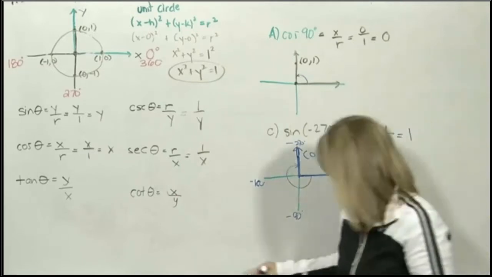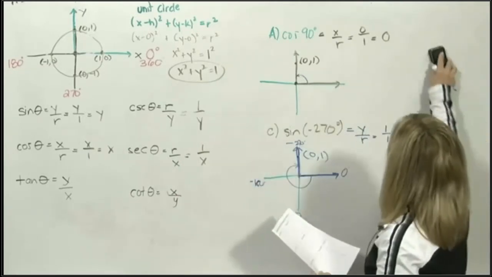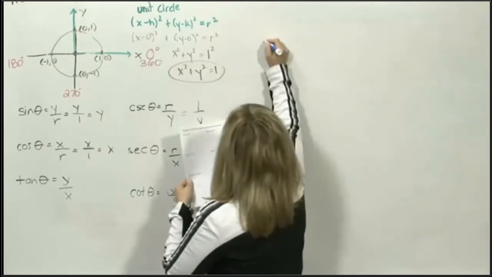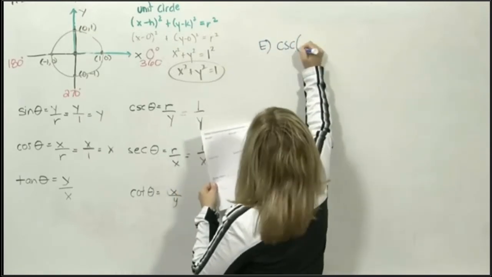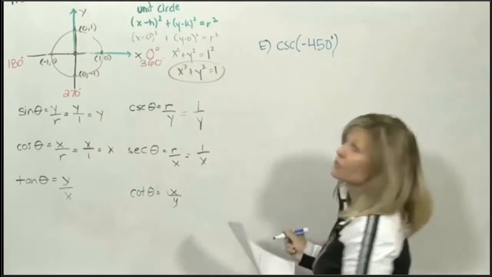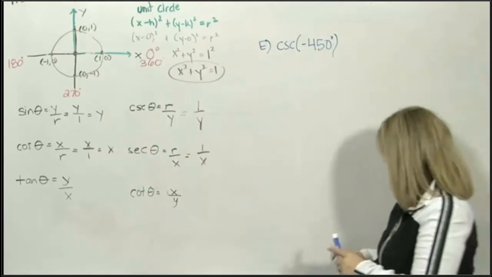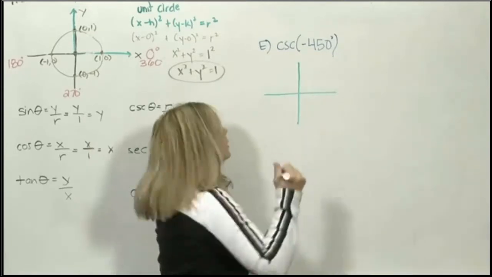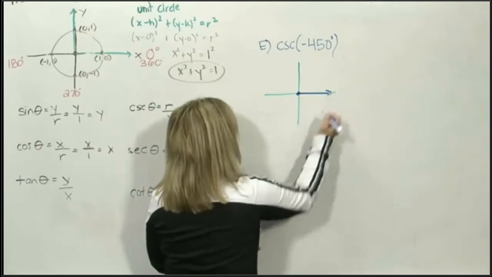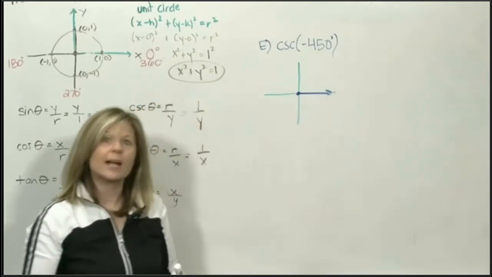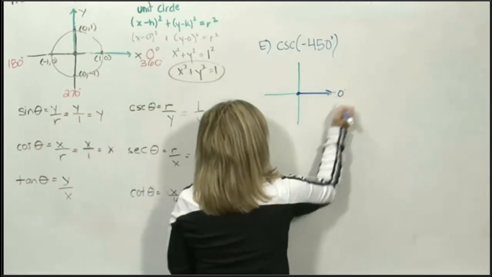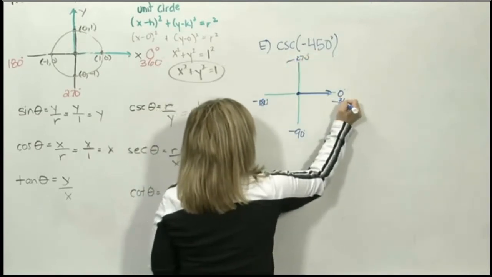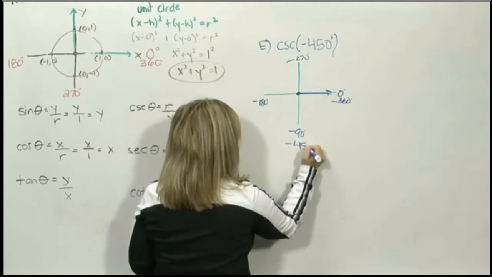Everybody's good? Okay. Let's try the next one. Let's go to E. This is cosecant of negative 450 degrees. All right? So I'm a visual person. I need to draw. Vertex point, initial ray. We're doing a negative angle, so which way are we rotating? Clockwise. So this is 0, negative 90, negative 180, negative 270, negative 360. If you go another negative 90, this would be negative 450.